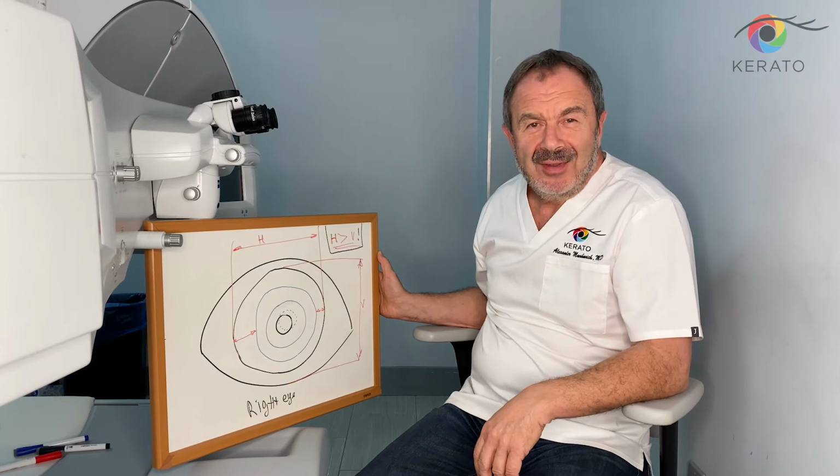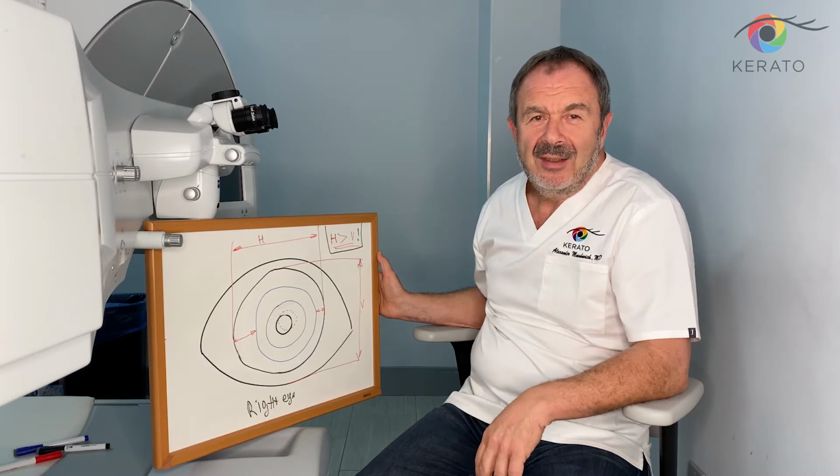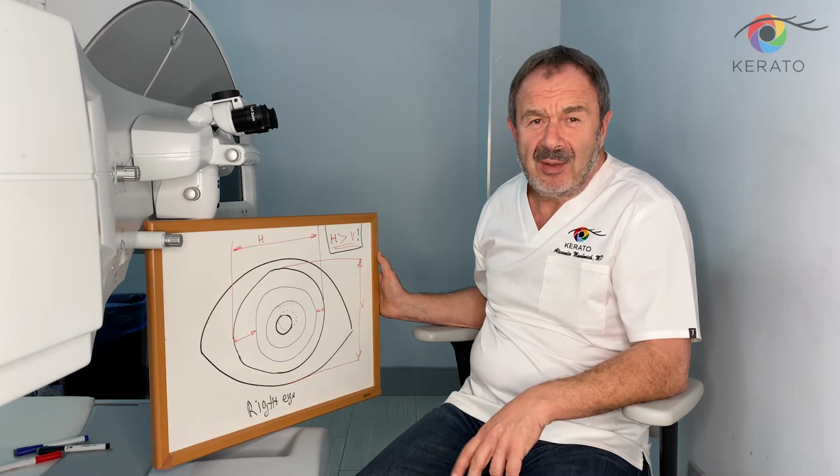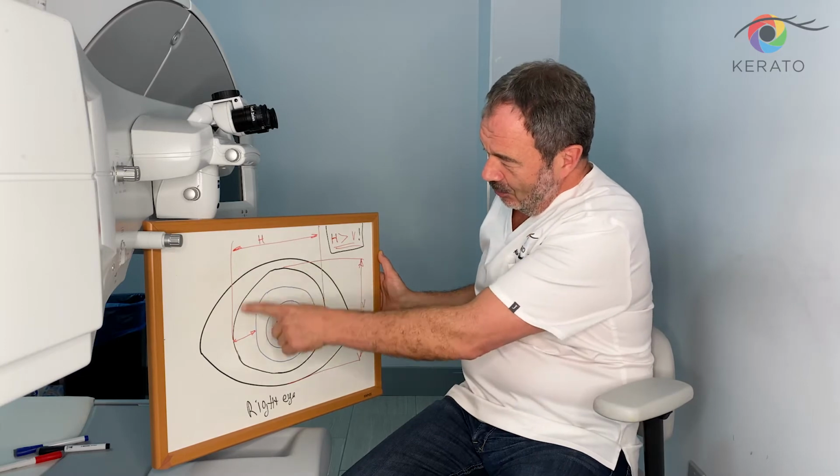Hi everyone, I have a question for you, and I propose you take a look at your own eye in the mirror. How many of you can notice that the pupil very often is not in the very center of the cornea, of the eye rather? Take a look at that. The reason I'm telling you this is the following: that the eye and that the cornea.